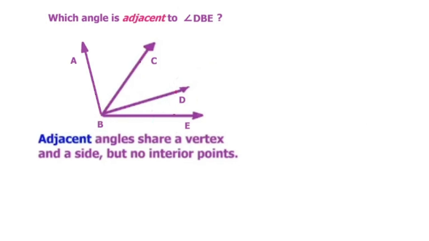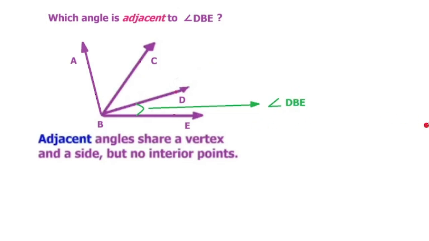Okay, so let's identify angle DBE. So how you read these is like this. So you look for D, you find the vertex B, and then E. So DBE. That's usually how they're labeled, okay? So the vertex is in the middle when we label these, okay?